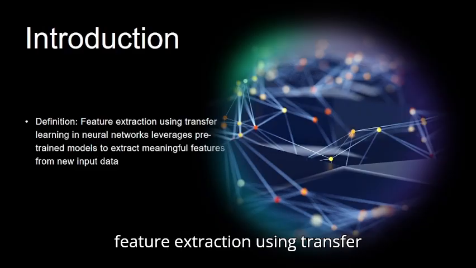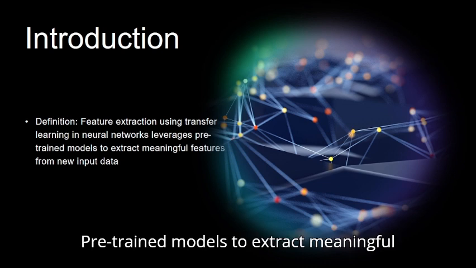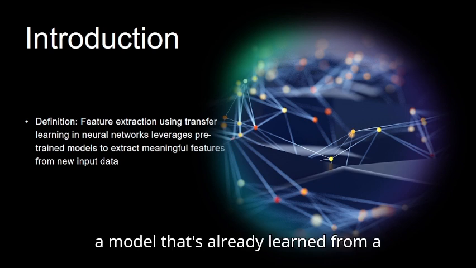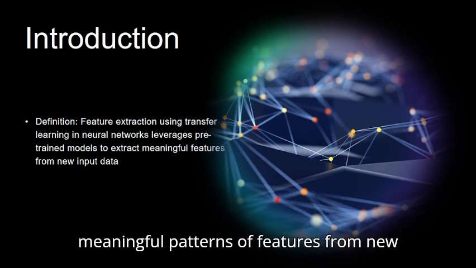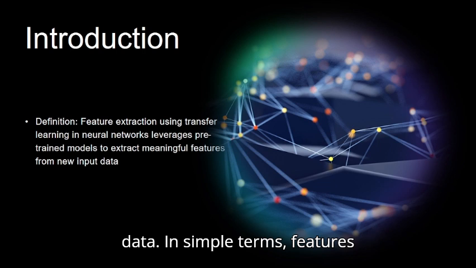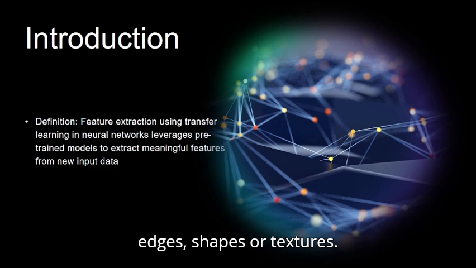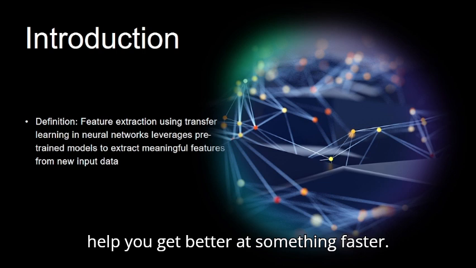So feature extraction using transfer learning in neural networks leverages pre-trained models to extract meaningful features from new input data. So we take a pre-trained model, a model that's already learned from a huge dataset, and use it to pull out meaningful patterns or features from new data. In simple terms, features are important parts of an image like edges, shapes, or textures. Things the model notices, and transfer learning is like using someone else's experience to help you get better at something faster.